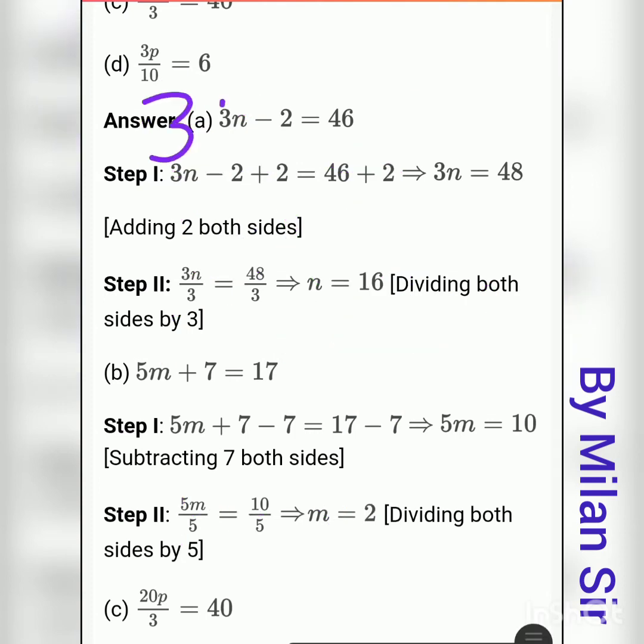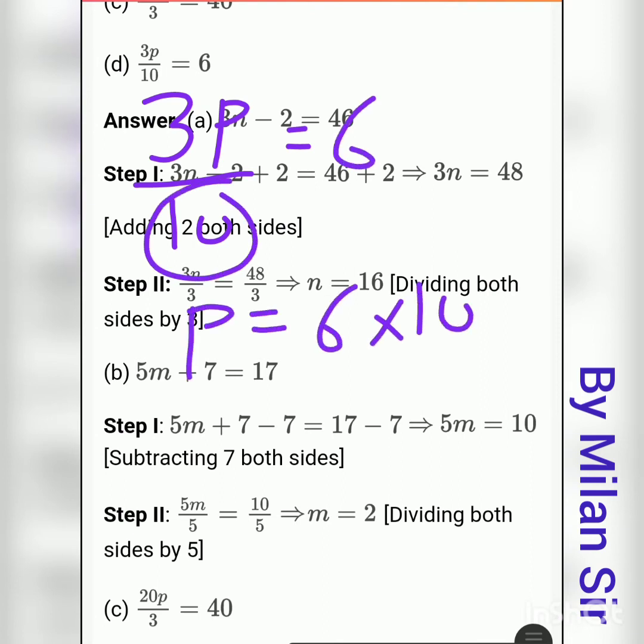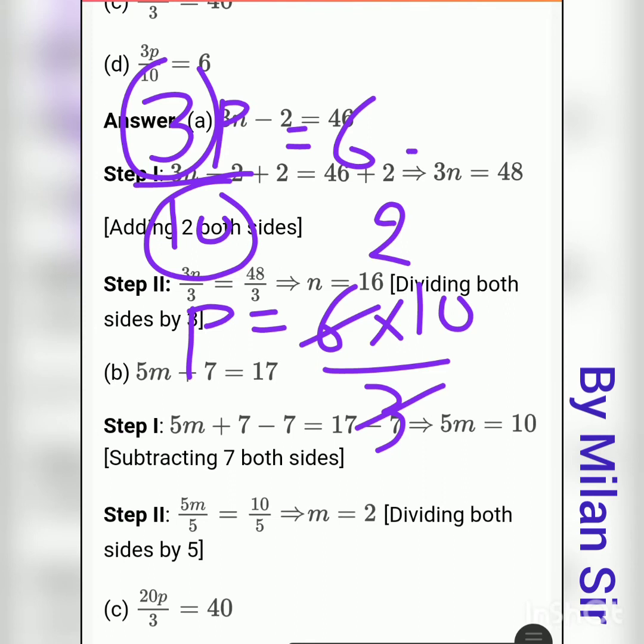Again 3p by 10 is equals to 6. So p is equals to, here 6. Now this denominator goes to numerator and numerator 3 we need to write in denominator on the right hand side. Okay, so 3 2s are 6, 10 multiplied to 20. So p is equals to 20.